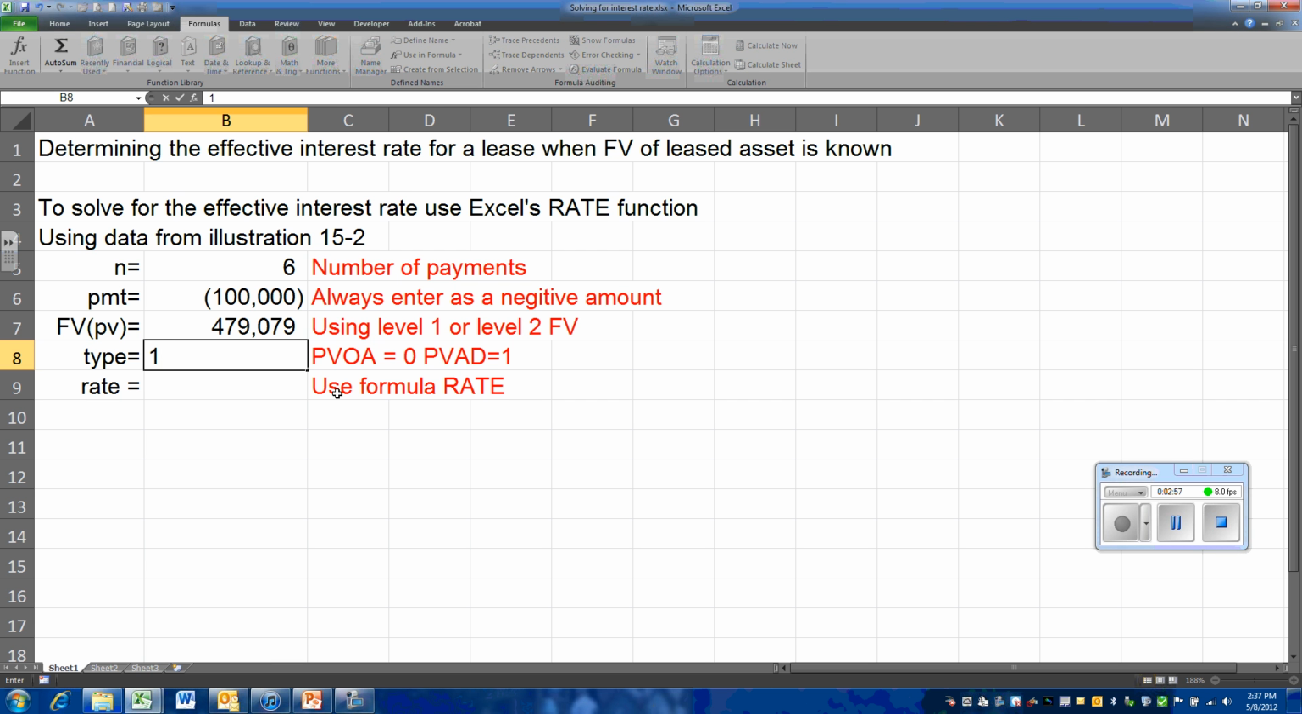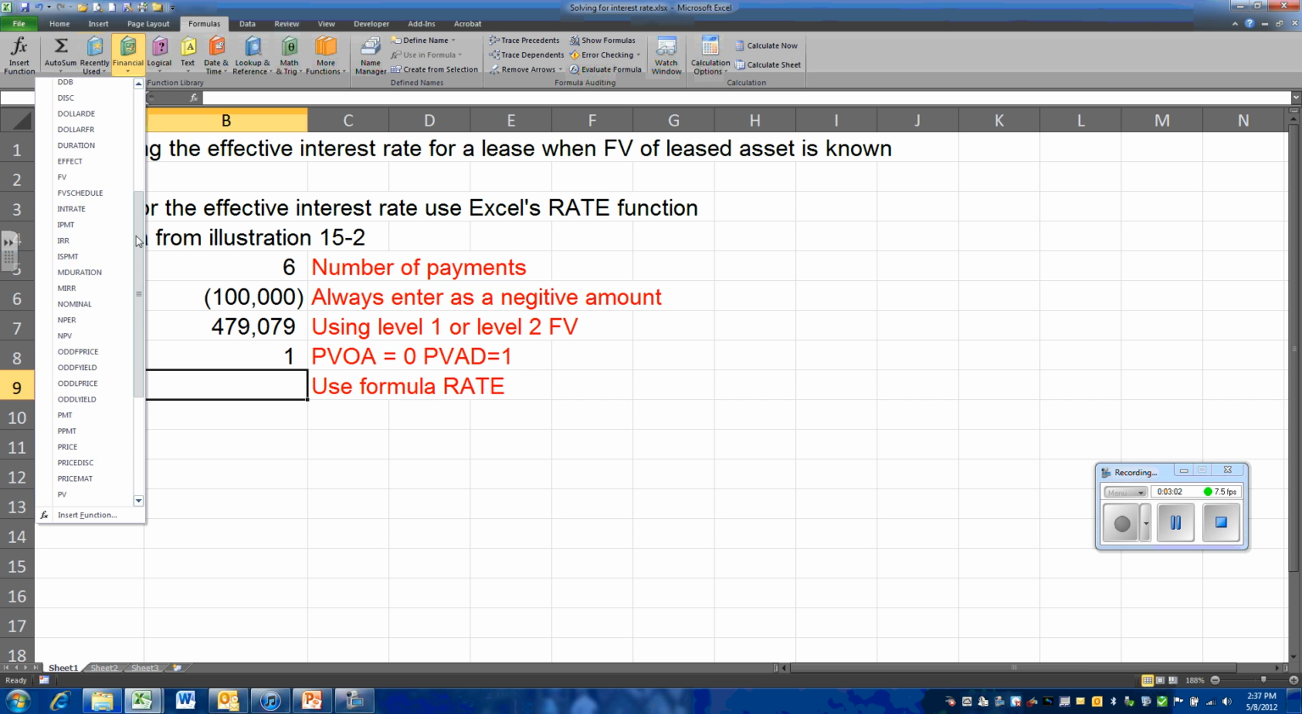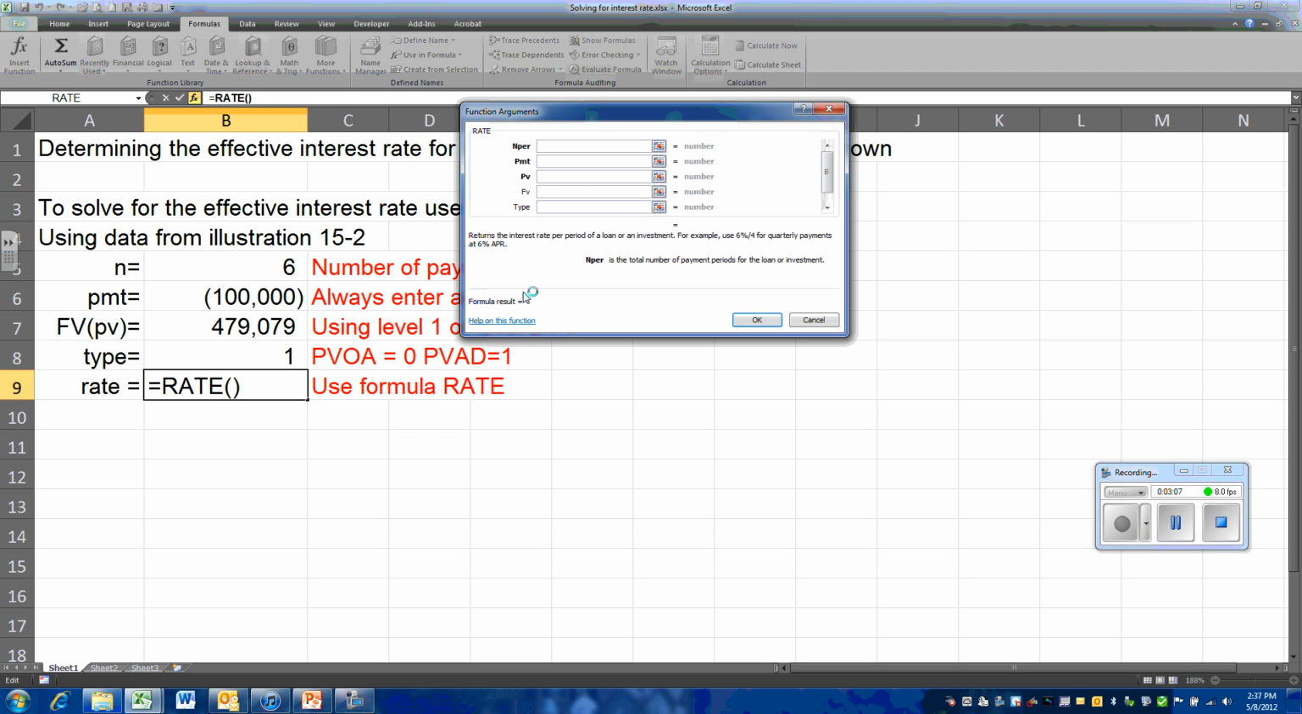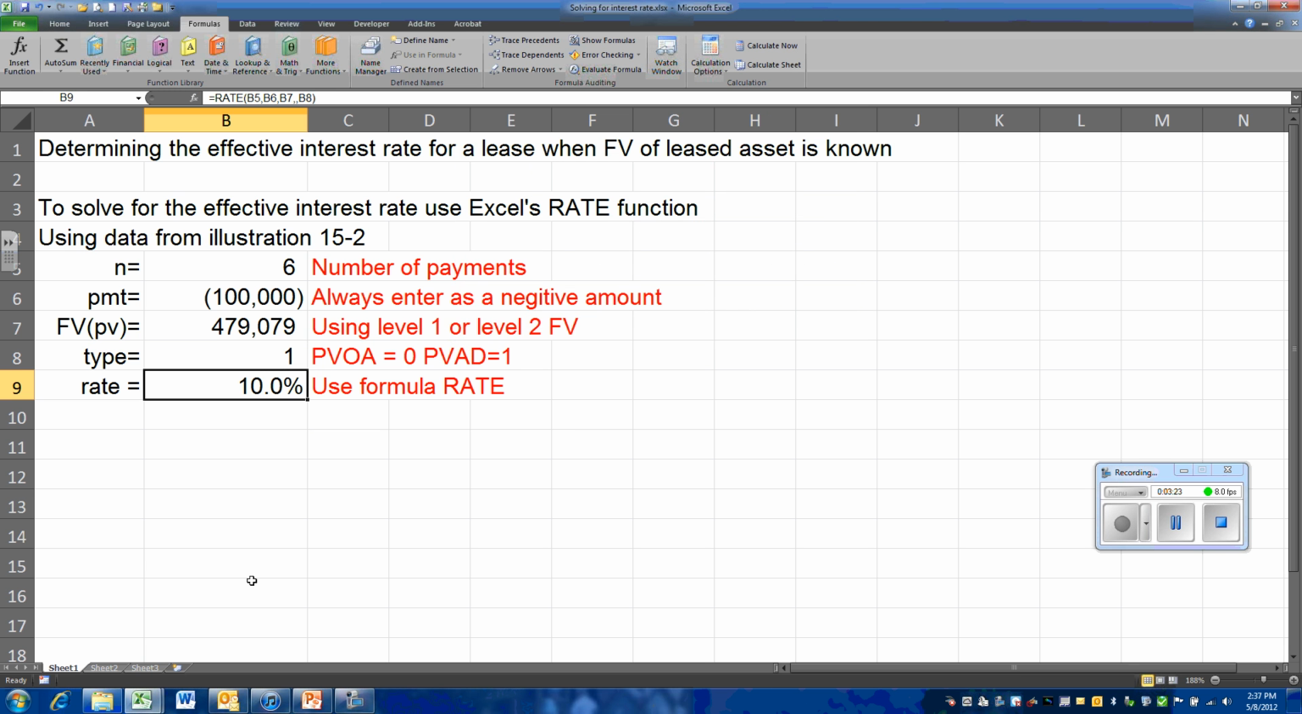So we're going to place a 1 in the type, and then we're going to go up to financial, choose the function for rate, and then we'll input our data. We have the number of payments, the payment amount, the present value, and the type. We simply hit OK, and it will return a rate of 10%. We would then use this 10% to construct our amortization table.